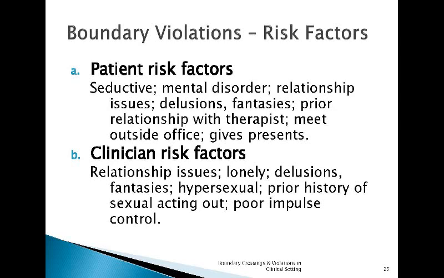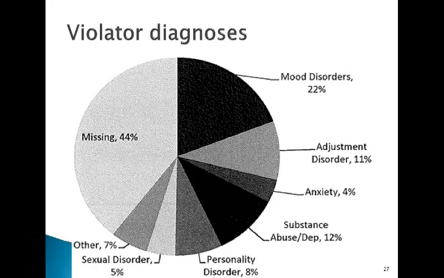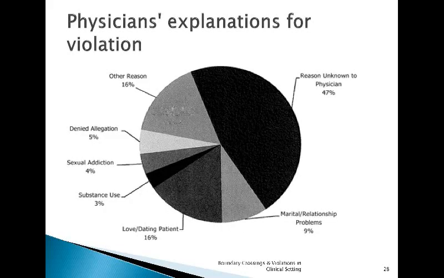The physician's explanations for violations are mostly unknown. Some attribute violations to marital or relationship problems or being in love with or dating the patient. Some had substance abuse or sexual addiction. Boundary violators who engage in patient sexual violations are often referred for evaluation by the state medical board, peers, or attorneys. Some are self-referrals. They have significantly more legal actions taken against them.